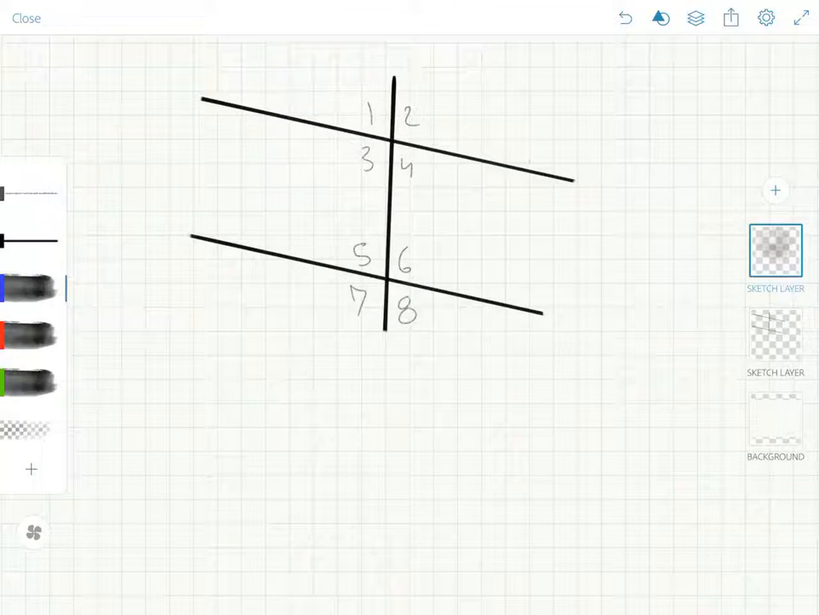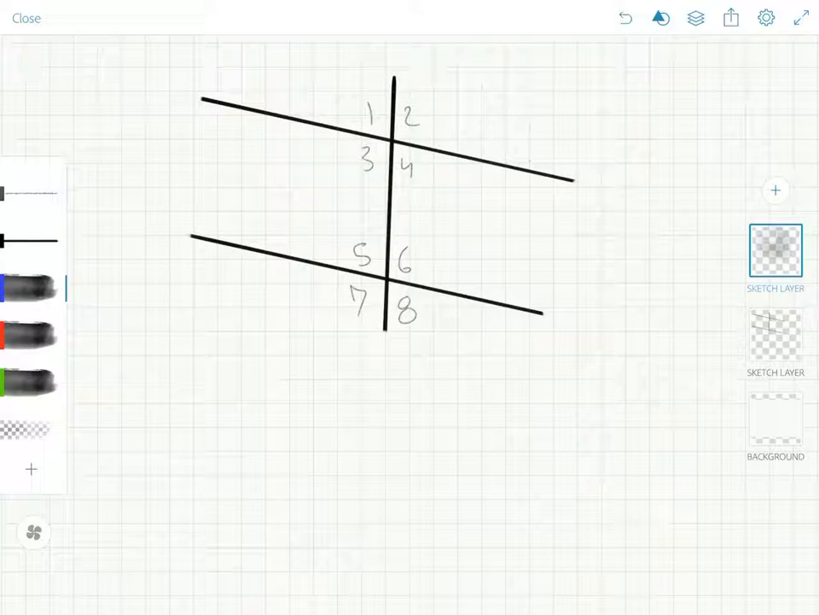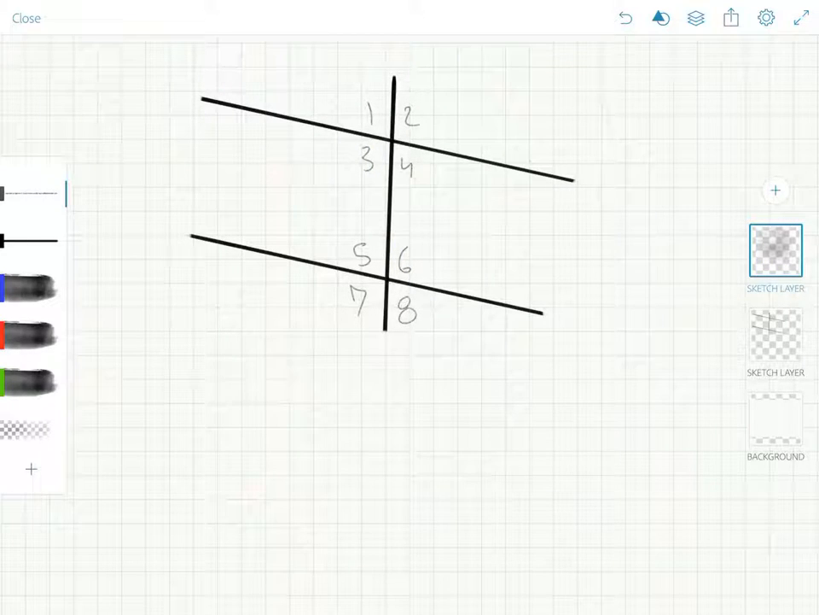Remember, the alternate interior angles are on the inside, or the interior, of the parallel lines, but on alternate sides of the transversal. So angle 3 and angle 6 is a pair of alternate interior angles, and angles 4 and 5 are also a pair of alternate interior angles. So let's get about the proof.